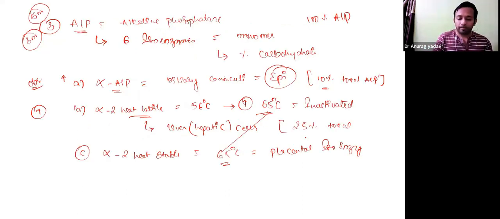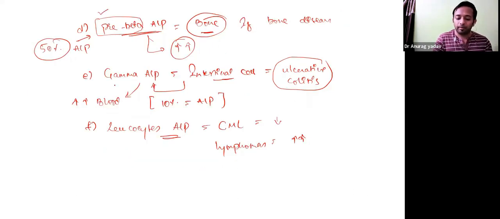What are they? Alpha ALP, that is also called alpha 1, alpha 2 heat labile, alpha 2 heat stable. Next, pre-beta and gamma ALP. Last one is leukocyte derived ALP. So these are the 6 different types of isoenzyme. And there is also one more type called the Regan isoenzyme.